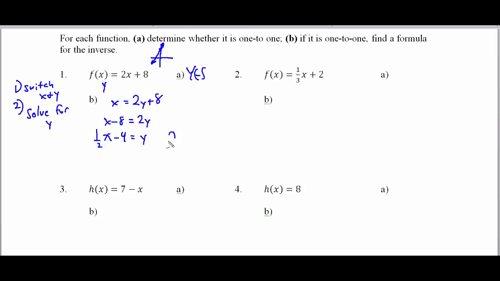Now my final answer, I'm going to write that my inverse function, oh look, new notation, the inverse function of x is going to be 1/2 x minus 4.